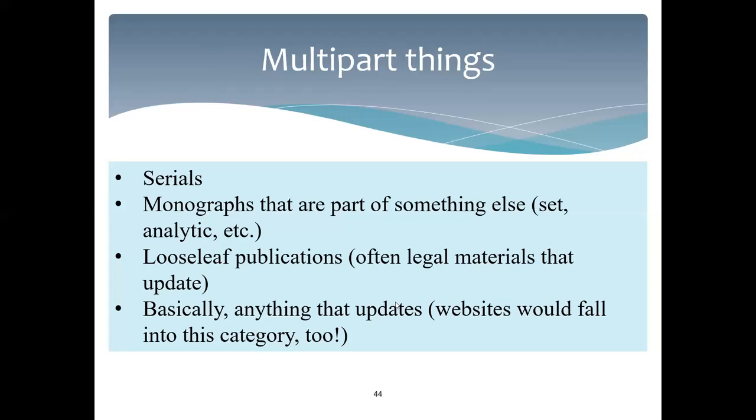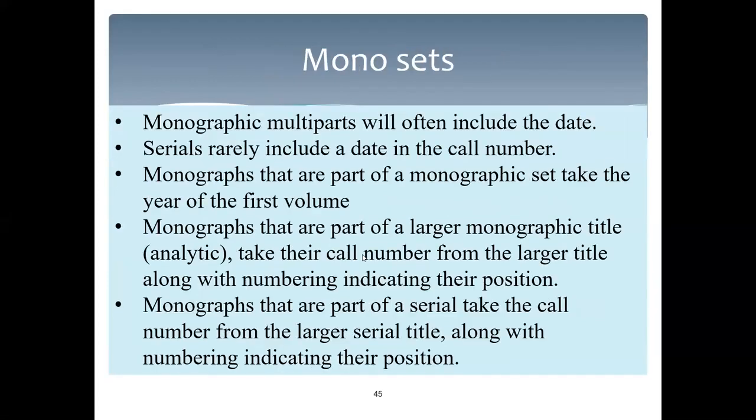So basically anything that updates, and websites fall into this category too, we do not give them a date typically. So things that we do not generally give dates to: serials, loose leaf publications, and really anything that updates, and websites would fall into this category too, if you do catalog websites. Monosets, so monographic sets of books. Monographic multi-parts will often include the date, but serials will rarely include a date in the call number.